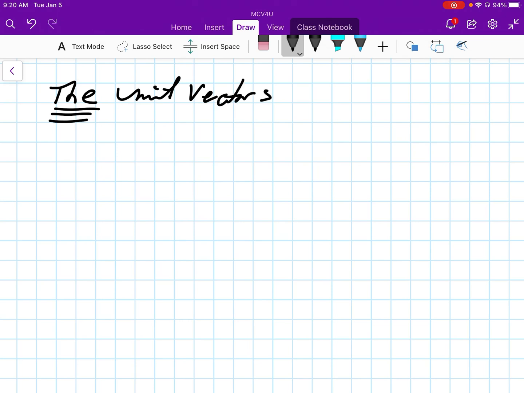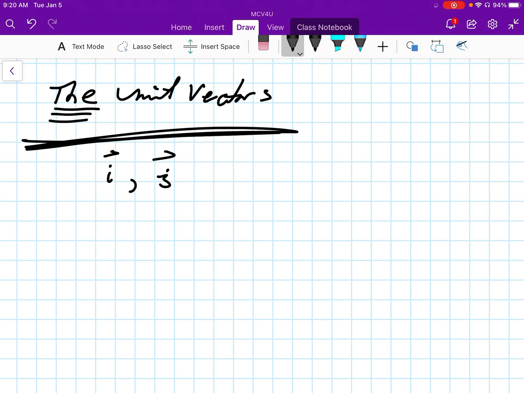The unit vectors. Let's take a look at what the unit vectors are. They are specific, okay? There's 2 of them. One's called i and the other's called j. If ever you see a vector i, it is the vector (1, 0). The j is the vector (0, 1), okay?